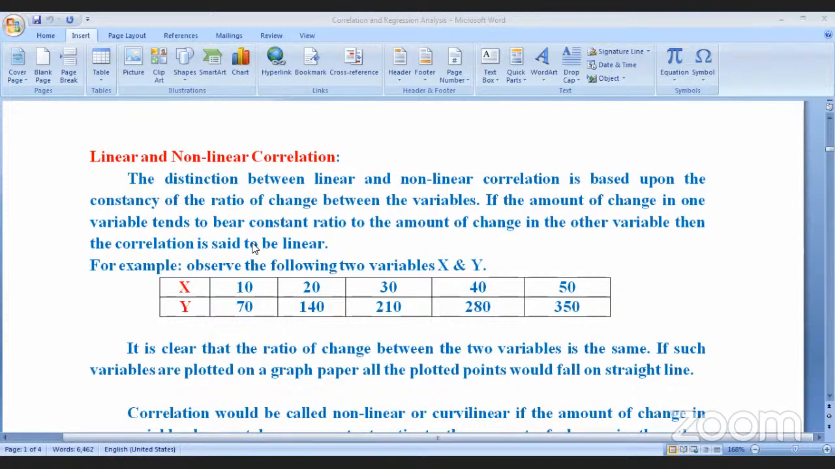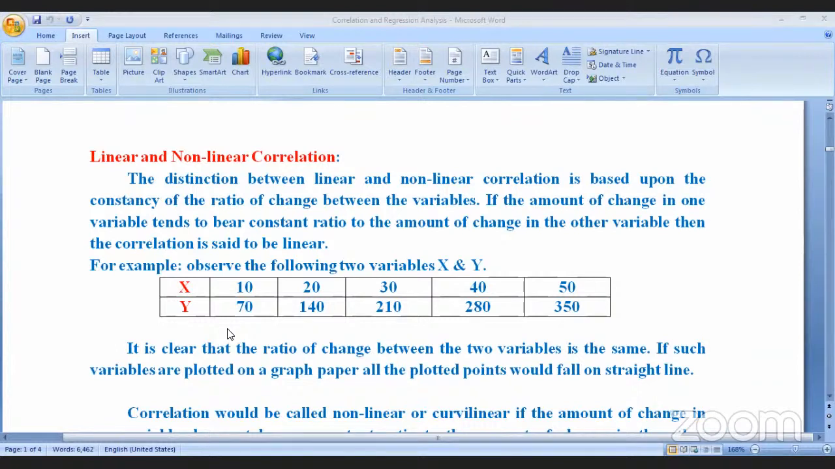So for example, with the help of this example, you can understand here. In the X variable: 10, 20, 30, 40, 50. The difference is 10 only between all the values. But in the Y variable: 70, 140, 210, 280, 350. So this type of problem is called a linear correlation. In X variable, a small difference, but in Y variable, a larger difference is there. But both these two variables are in a positive direction only. They are called a linear correlation.